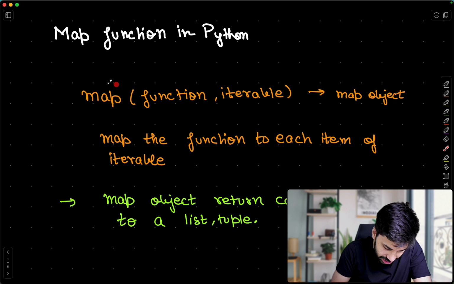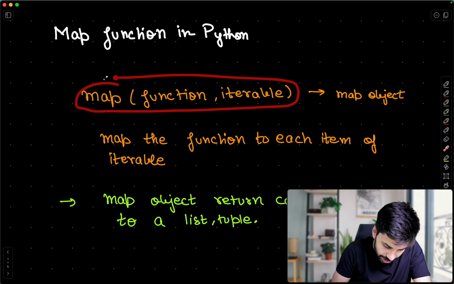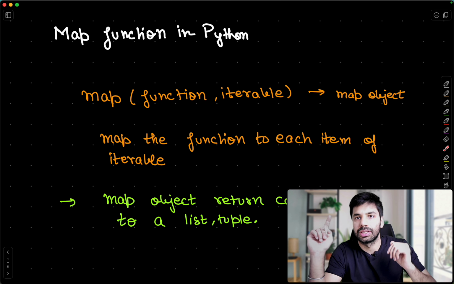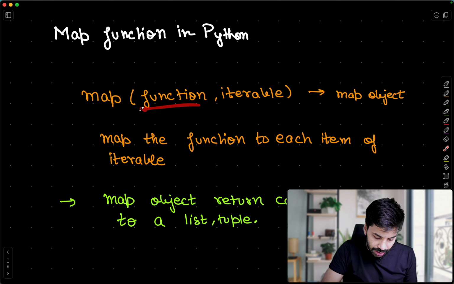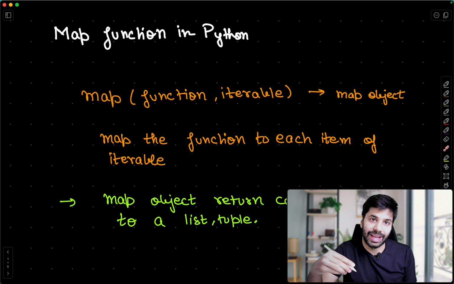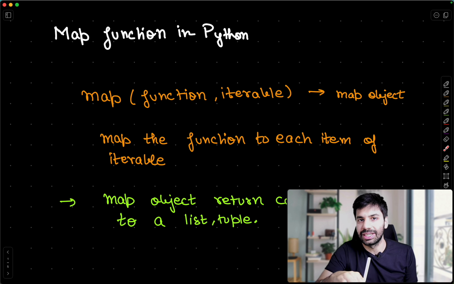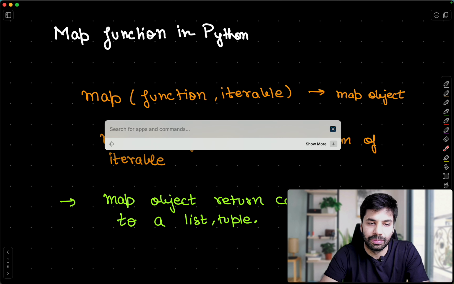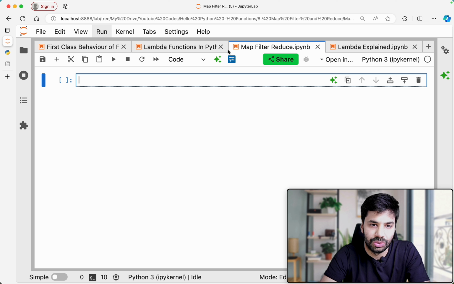Now the way the map function is defined is map, okay? It takes in a function. If you remember higher order functions, the thing which I discussed two videos back, it expects a function and an iterable. And what it does is apply that particular function to each and every element of the iterable. I think it will seem a lot like a function which we wrote. So let me show you that.